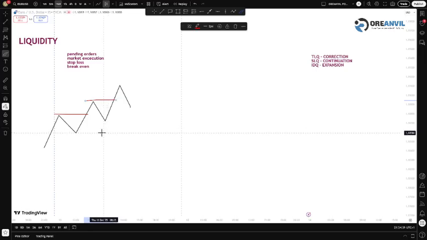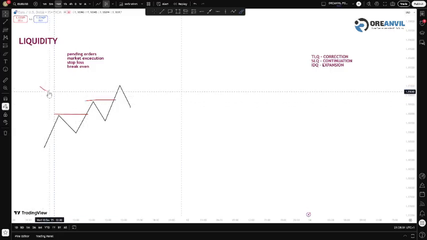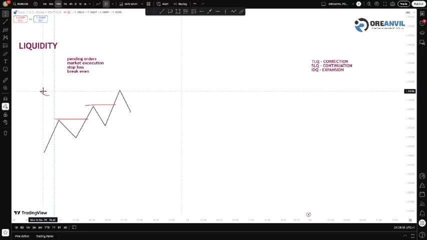And what are you looking for after you're having a correction? Then you can now expect your MSU or your EPA, another time frame to carry out. So for instance, if we say this is a 4 hour chart, you have a transactional liquidity taken from the 4 hour points.